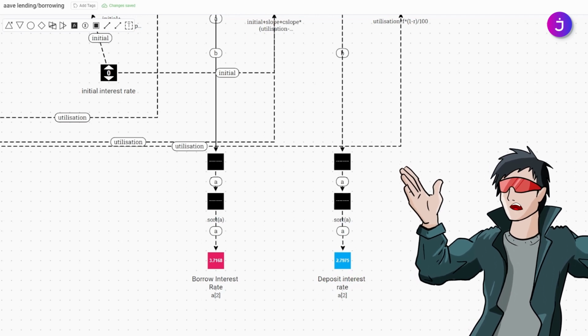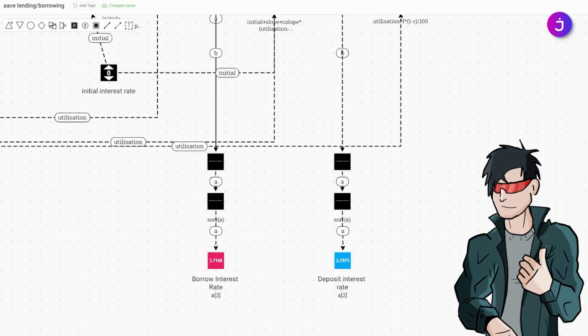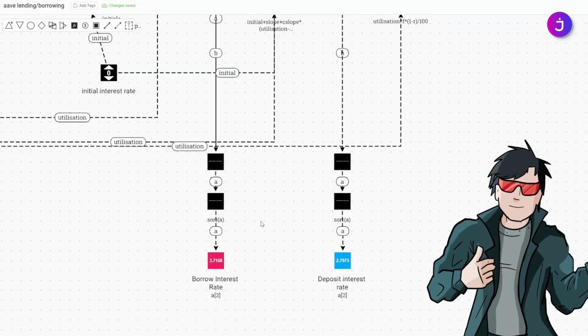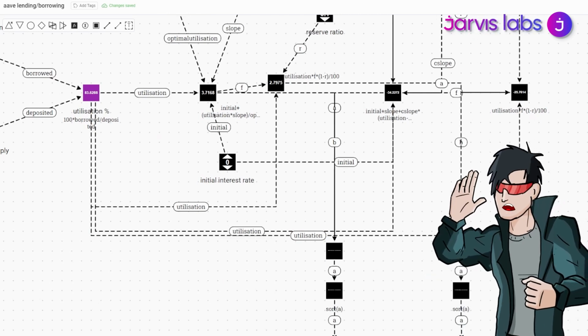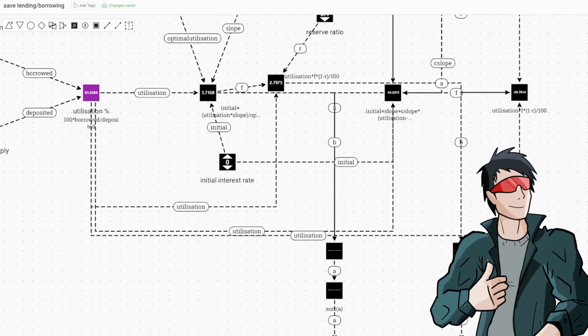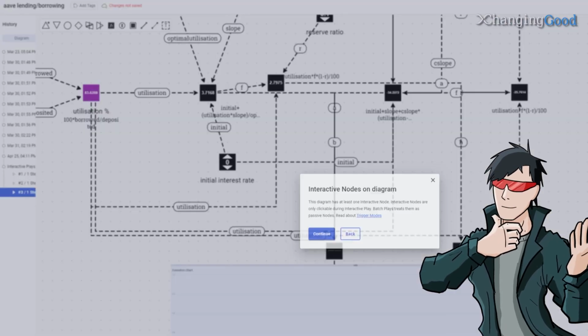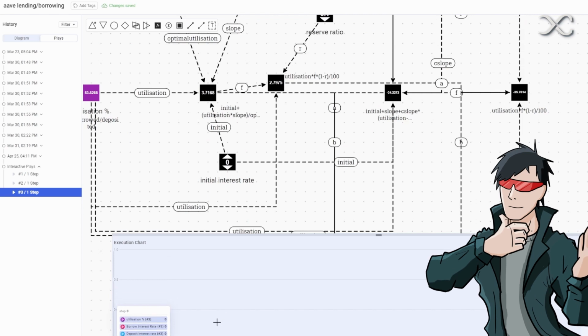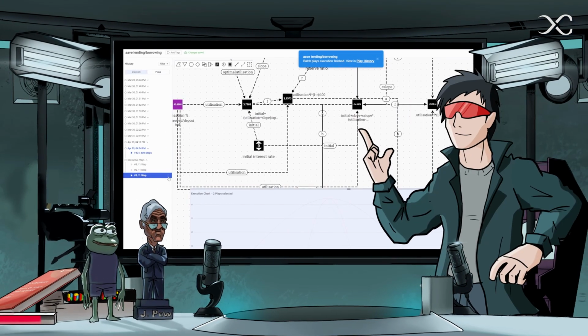Let's compare to the actual values, shall we? 2.79 and 3.71. Perfectly calculated. Machinations allows us to run a simulation across all the possible utilization rates with just one click. So let's run the simulation and we can see it in action.